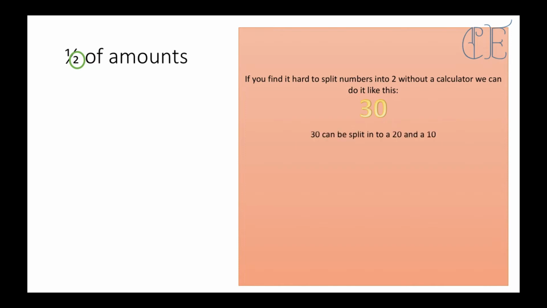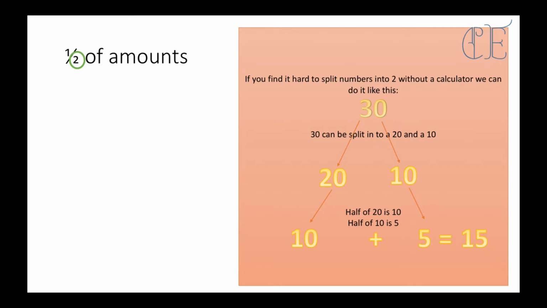If you struggle with halving numbers such as 34, we can split them in different ways. So here we have 30. Let's try and find a half of 30. If you find it hard to do without a calculator, we can think, well, 30 can be split up into 20 and 10. Those numbers are easier to halve. Half of 20 is 10, and half of 10 is 5. If we add those together, that gives us 15.